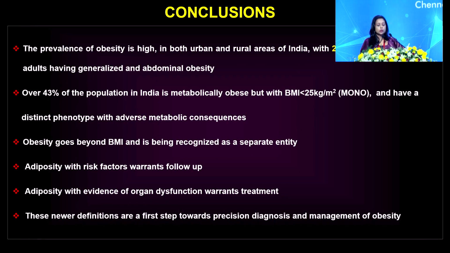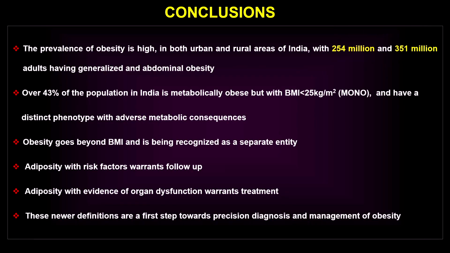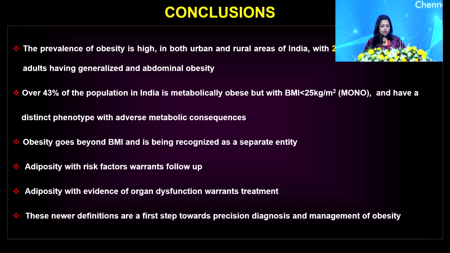Right, so I'll conclude by saying that the prevalence of obesity is high. In India, over 43% of the population are metabolically unhealthy with normal BMI. We need to go beyond BMI, establish fat as a clinical entity. Adiposity has preclinical and clinical. Only clinical requires treatment. Organ dysfunction is what determines whether or not treatment is there. So we have newer definitions coming for obesity management.